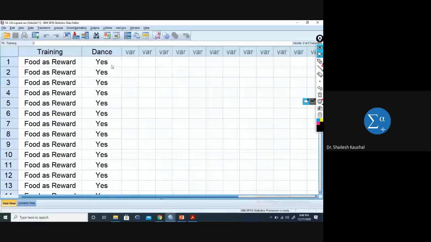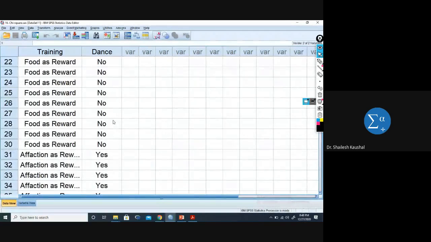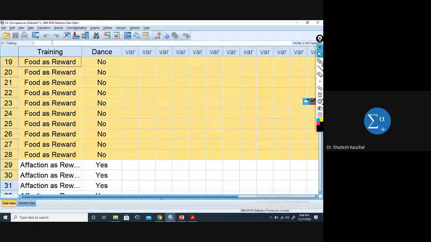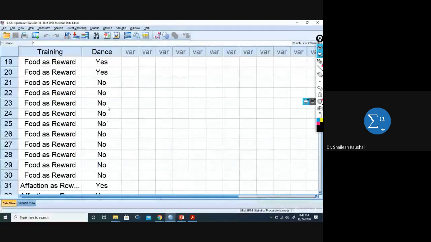Okay, so he gave food to 30 cats. He provided food to 30 cats. Out of the 30 cats, some cats are dancing because he wants to know whether food as a reward works or not for training the cats. So some cats are dancing, and here some cats are still not dancing, even though he is giving food as a reward to the cats.